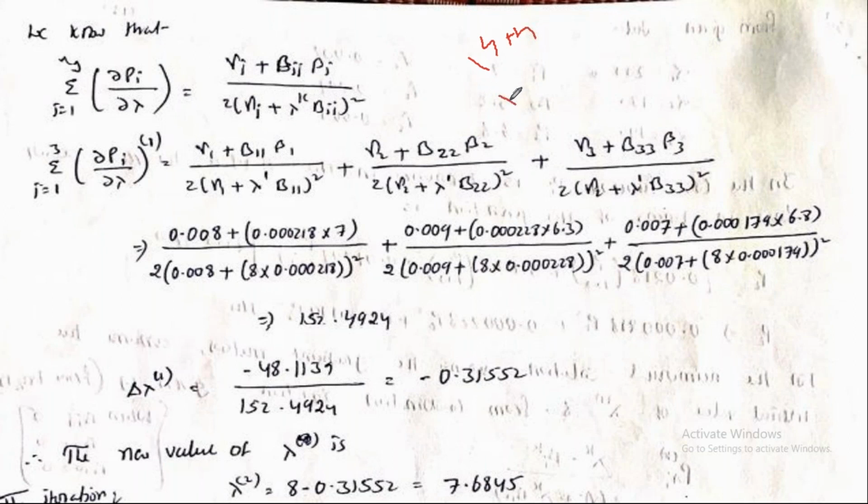The updated lambda value is 7.6789. So when the lambda is equal to 7.6789, then you will get the power balance equation equal to 0. So you will get it up to the 4th iteration.